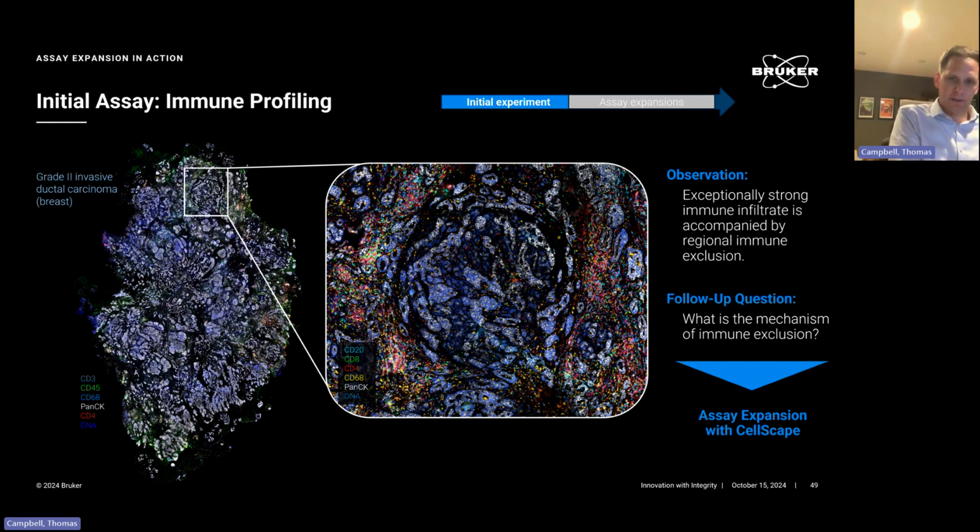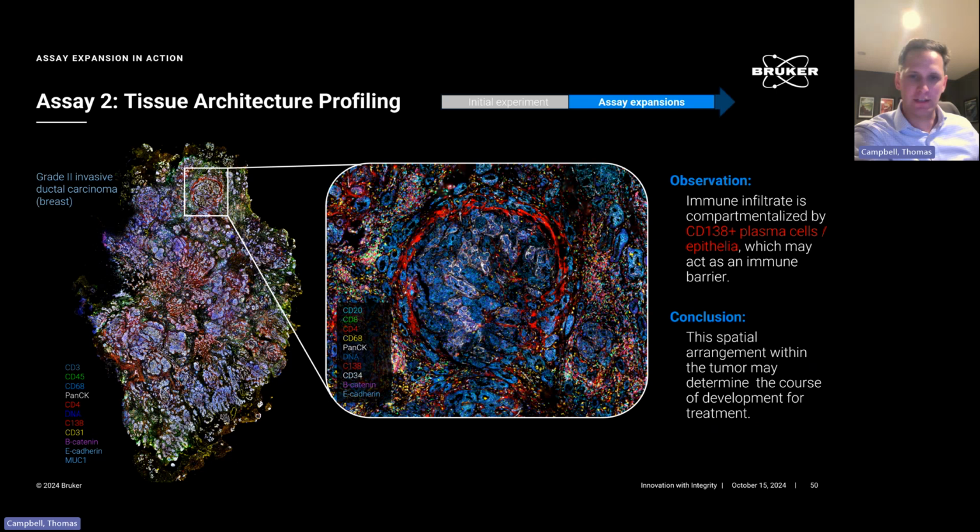And if you were using another competing platform that doesn't have this reinterrogation capability, you would need to go back to the block, cut another section, and restain this section with your initial 15 or 20 markers, and then add on some additional markers on top of that to begin to test this question of what's the mechanism of immune exclusion. In our case, we could go back to the exact same tissue section. We could reinterrogate that same exact section with additional targets and answer that question right away.